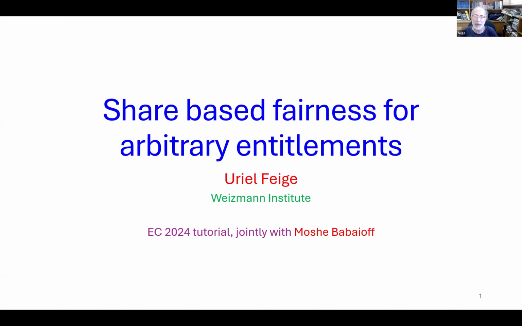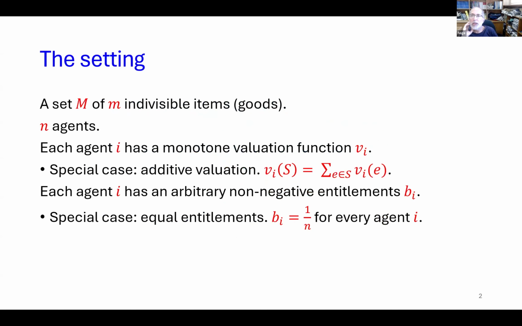Okay, so hello. This is the second part of the tutorial. The setting that we'll talk about in this second part, as before, we have a set M of m indivisible items. Think of them as goods, as having a positive value. Later, we'll also discuss chores here, items of negative value.